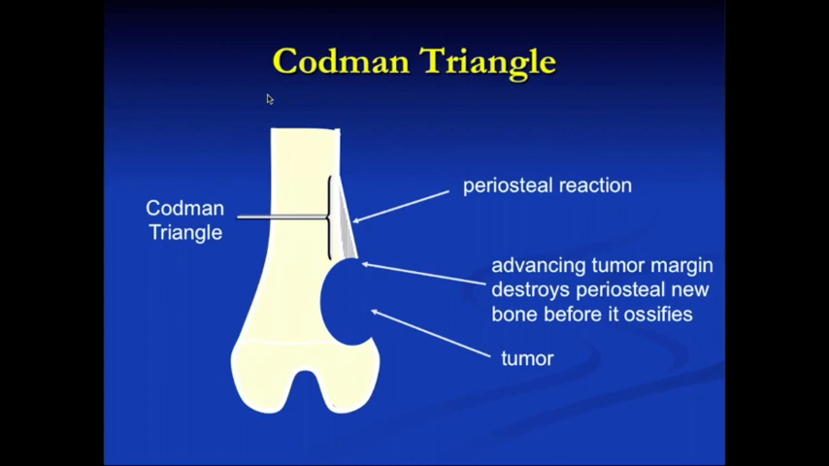So periosteal reactions starting from solid to lamellated to sunburst to Codman triangle tells you that it is from less aggressive to a more malignant type of a variety of a tumor.